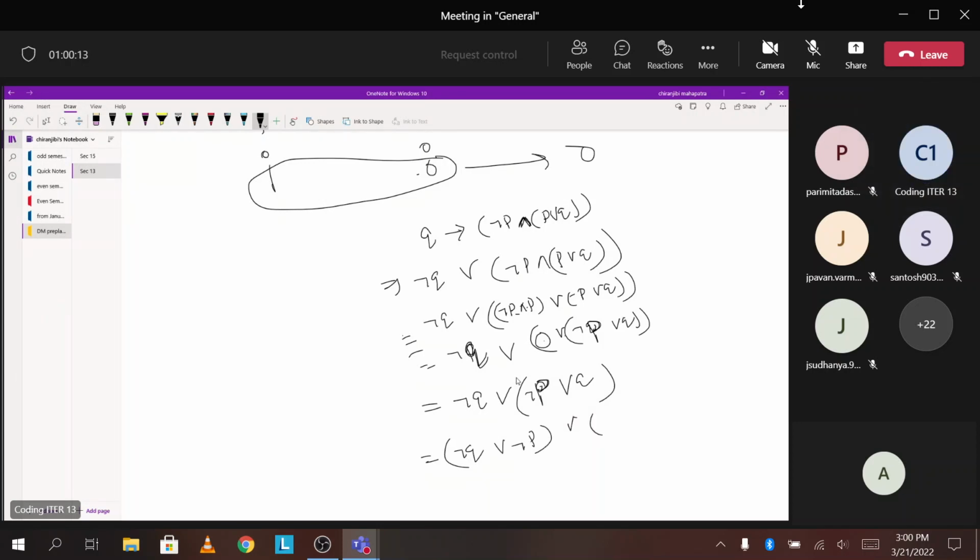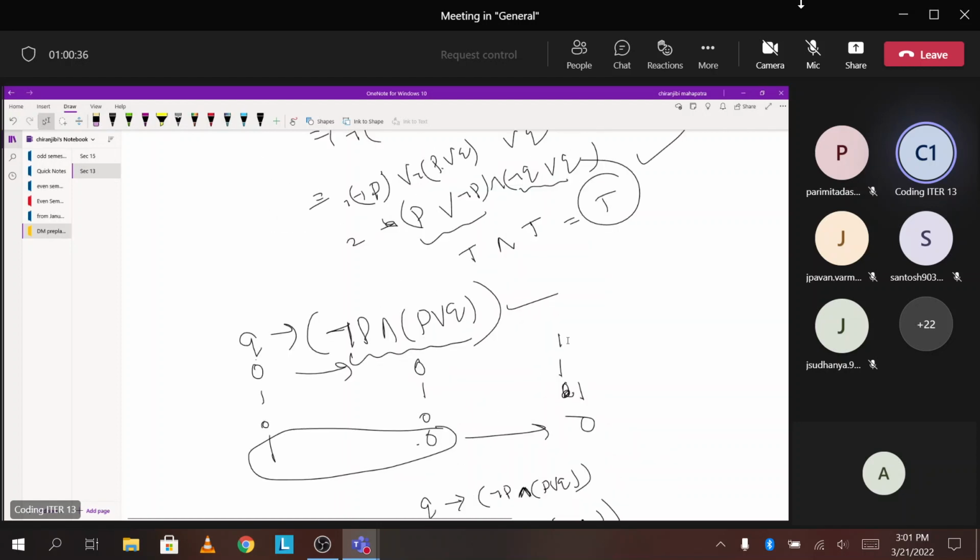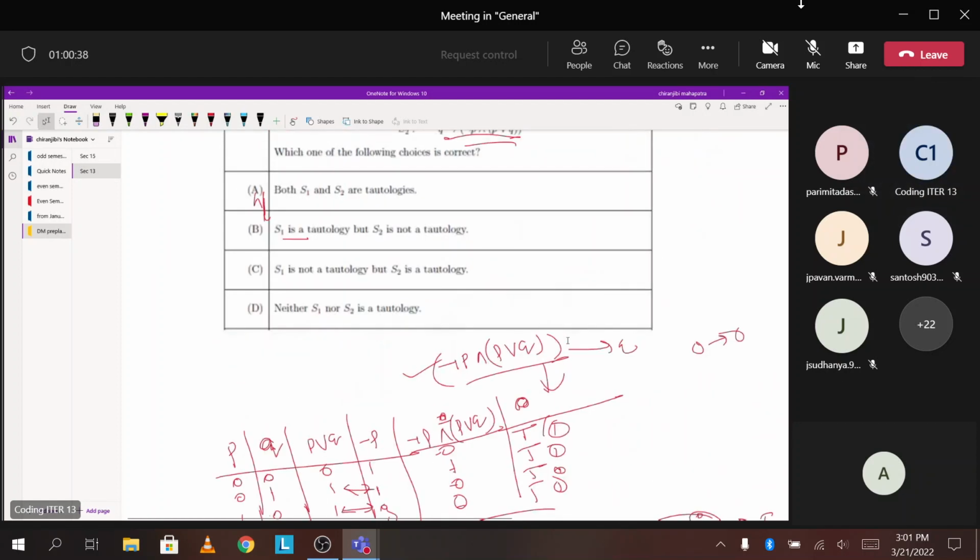This is more, so we can directly write negation of Q or negation of P or negation of Q. This does not look like it will be a tautology, that's why we cannot surely say that it is a tautology. We are not getting true. That's all. Fine. So this is not a tautology. So that's why this is the correct answer. S1 is the tautology, but S2 is not. Okay, any doubt here?